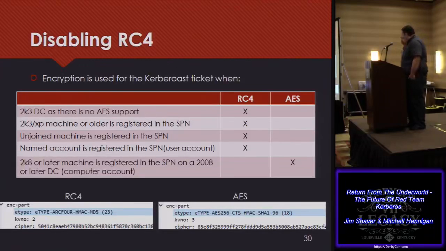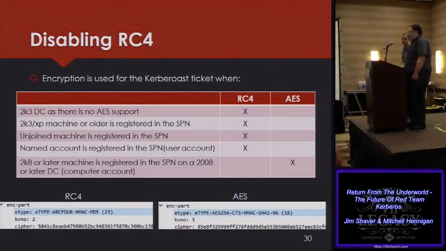And you see at the bottom, two different Wireshark packet captures of these various events showing the difference. Type 23 versus type 18. If you've ever seen type 23 and been like, what is 23 about? That's RC4. Okay, 18 is AES 256.